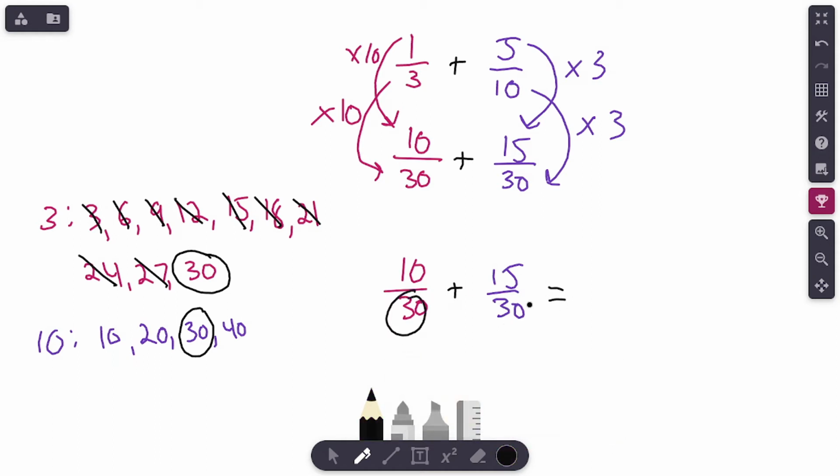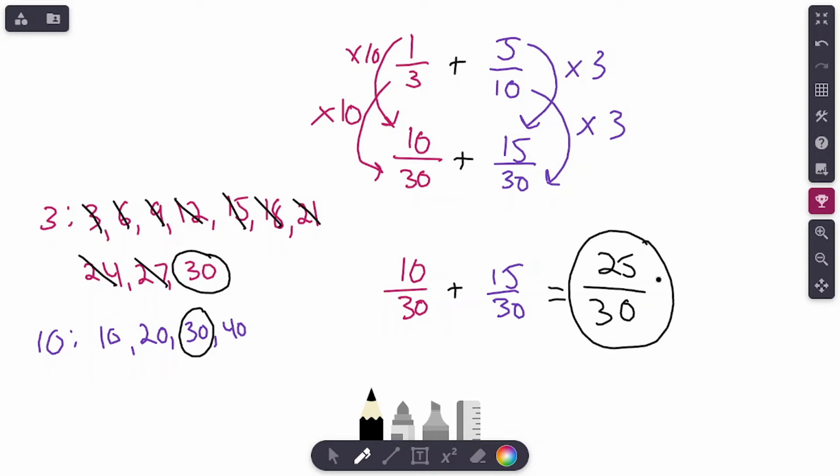Denominators are the same, so that means we should be able to add. 10 plus 15 is 25. Do not add the denominators. They stay as 30. And our final answer is 25 thirtieths.